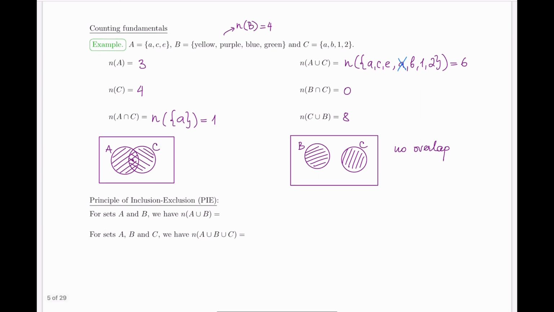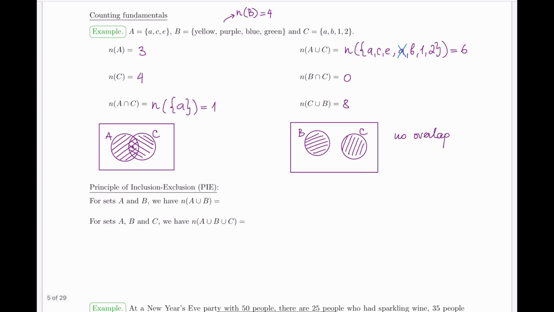This leads us to formulating the so-called principle of inclusion-exclusion, or PIE for short. If I have two sets, A and B, then the number of elements in the union is going to be the number of elements in the first set plus the number of elements in the second set minus the number of elements in their intersection. So let's check to make sure that this matches our intuition from examples above.